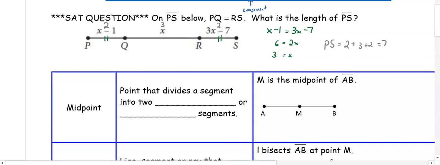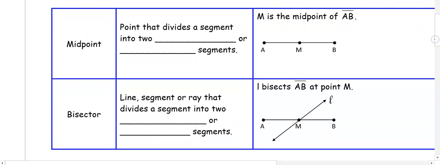A little more vocab words before we get into midpoint and bisector problems. A midpoint is a point that divides a segment into two halves or into congruent segments. So you can think about it either way. If M is the midpoint of AB, that means it's going to be divided into two congruent parts. So AM is going to be congruent to BM.